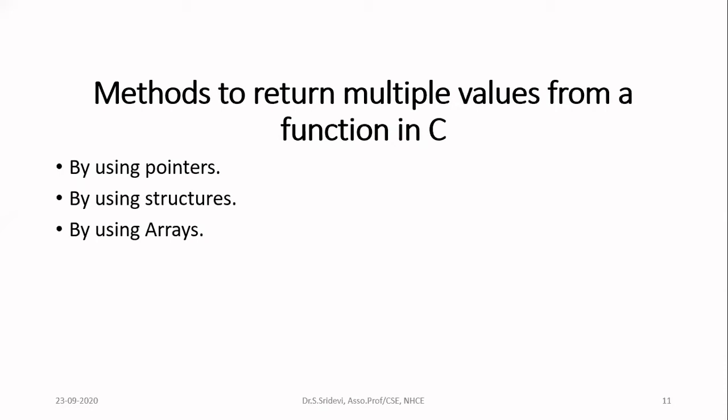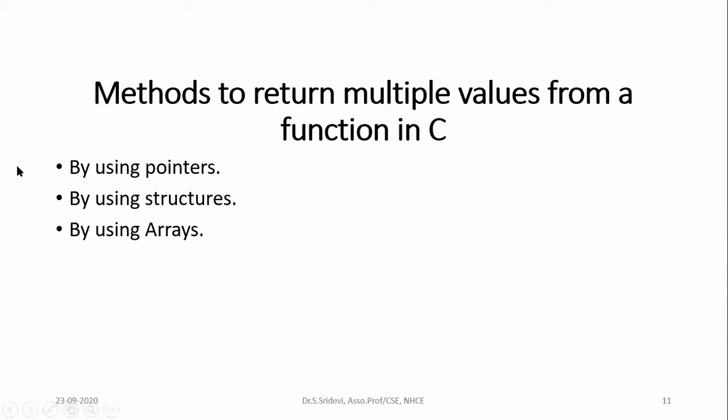You can write a return statement and you can return only one value from a function. You can't return more than one value. But if I want to return more than one value from a function, how is it possible? You can't achieve that directly with the help of the return statement. You can achieve it indirectly by using three methods. You can use pointers, or you can use structures to store all the answers and return them, or you can use an array to store all the values and return that. These are the three different approaches to return more than one value from a function.